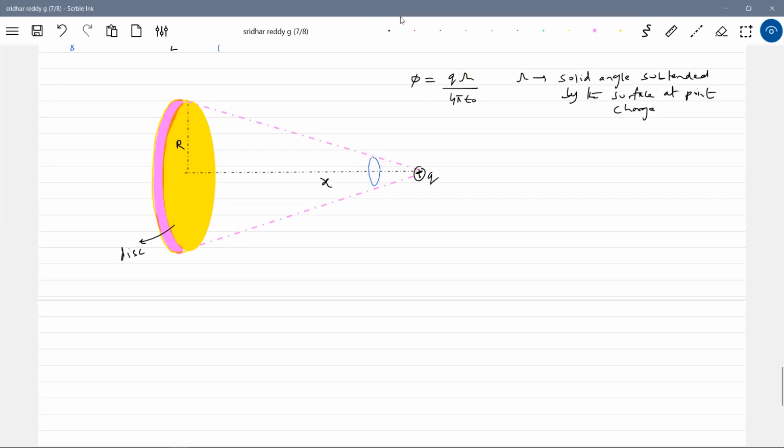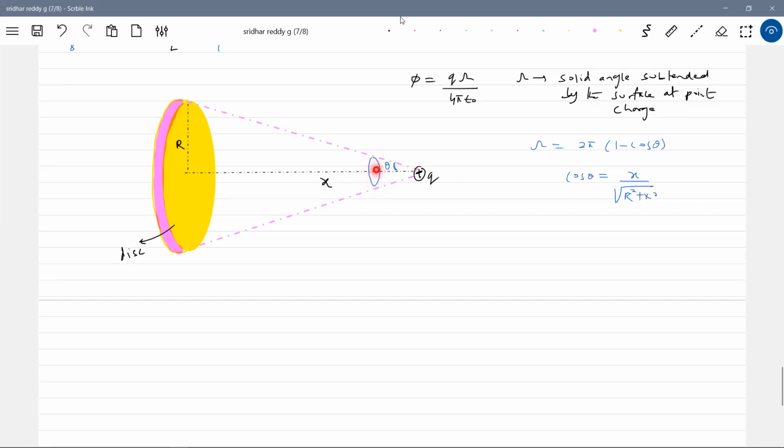So how to find that? It is given by the formula 2 pi (1 minus cos theta). What is theta? Theta is this particular angle. You can calculate cos theta: cos theta is x by root of r square plus x square. So in brief, the solid angle is a three-dimensional angle, while theta is the plane angle, which we measure in radians. The unit for solid angle will be steradian.